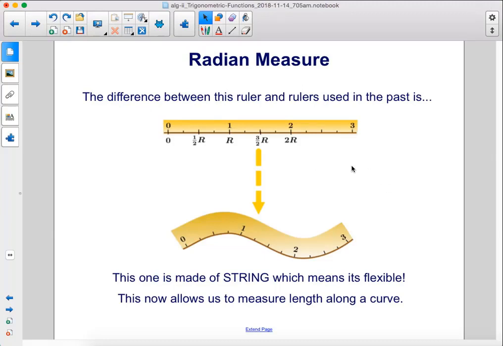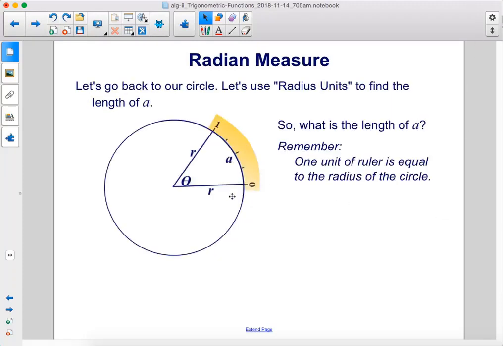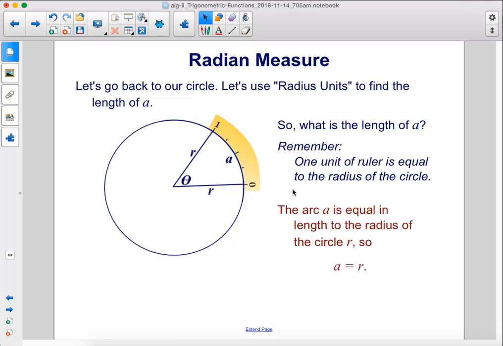The difference between this ruler and rulers that we've used in the past is that this one's made of string, which means it's flexible. This now allows us to measure length along a curve. Let's go back to our circle. Let's use radius units to find the length of A. So what's the length of A? Remember, 1 unit of ruler is equal to the radius of the circle. So if this is 1 radius unit, then A equals r. The arc A is equal in length to the radius of the circle r, so A equals r.